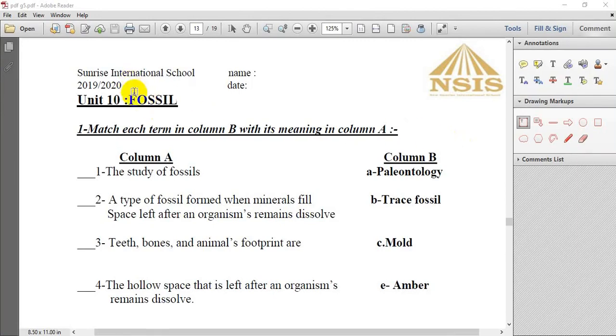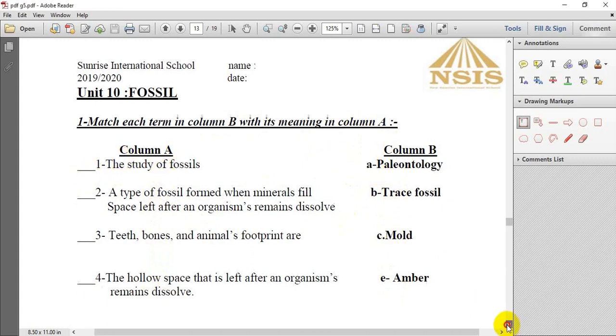We'll solve about fossils. First question, match each term in column B with its meaning in column A. So we have here column A with many sentences and column B with many letters. We have to write the correct letter in the space beside each sentence. So let's start with question 1.